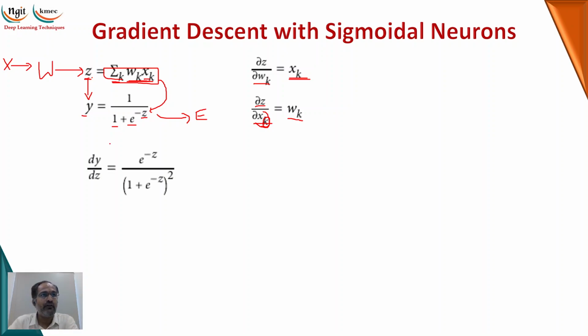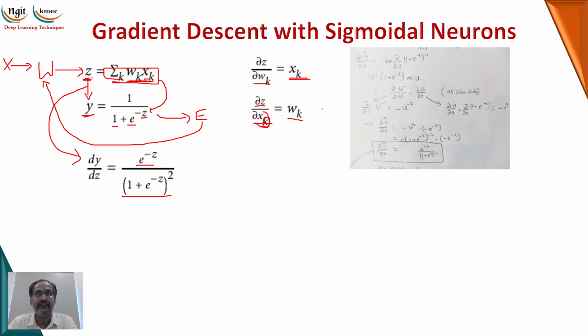And now we have to calculate dou y by dou z. First we are calculating this, because it involves so many things. What we have to calculate is dou E by dou W. Our intention is to calculate dou E by dou W. But here we are calculating dou y by dou z. This is e power z by 1 plus e power minus z whole square. How is it coming? For that we have to analyze this.